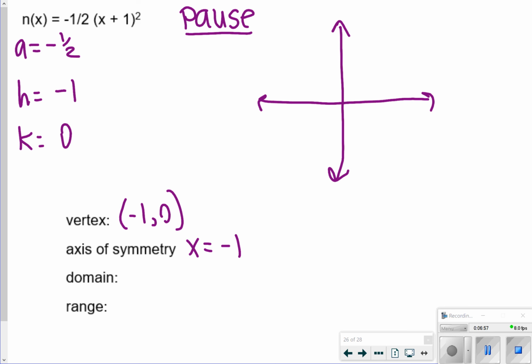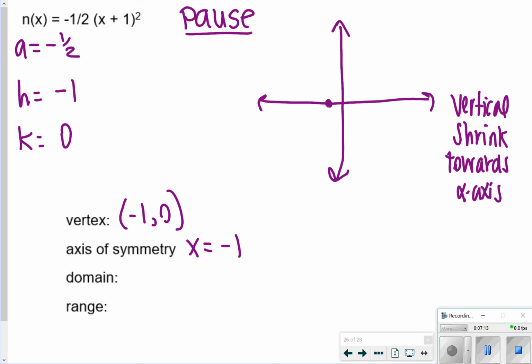Now, my vertex, I'm going to just go to the left 1 and plot it right on that line. And then I need to make sure that I vertical stretch correctly. It is going to be a vertical shrink towards the x-axis, and it might even look like a bowl, since it's going to be opening up twice as wide. So that one maybe would look similar to this.